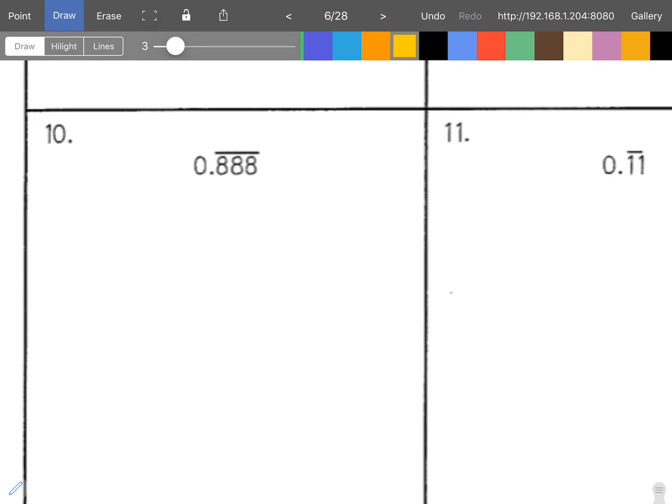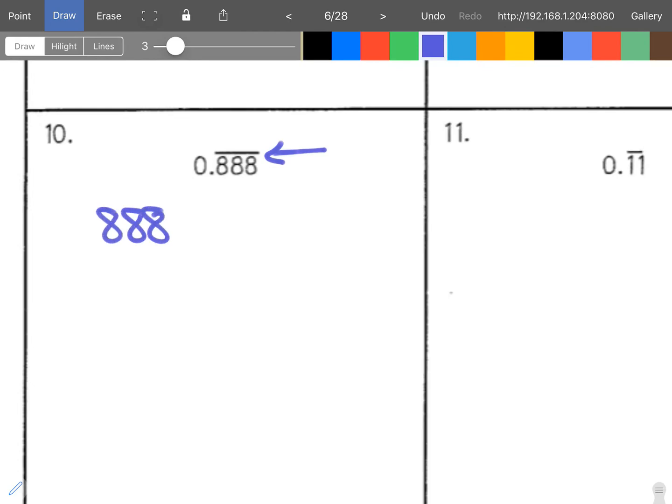On to some repeating numbers here. Okay, so when it has the repeating bar like this, instead of a 10 or 100 or 1,000 on the bottom, you're going to use 9s. So we've got our 888, and then there's 1, 2, 3 digits, so we're going to put 3 9s. And you do that when it's repeating.